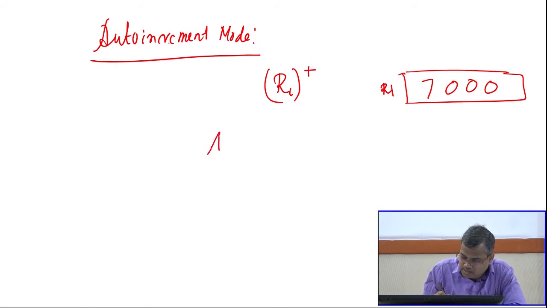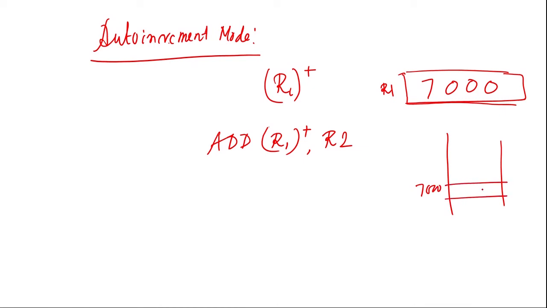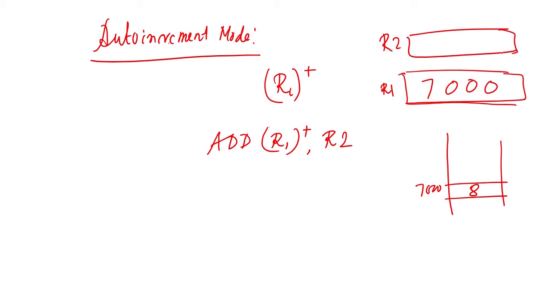Now, what do you do? You add R1 and R2. What does it mean? Whatever is there in the memory location 7000, let us say it is 8, you add with the content of R2. Now R2 is another register, it is holding let us say 7. So, after this instruction what will happen? The value of R2 will be 15, no longer 7.